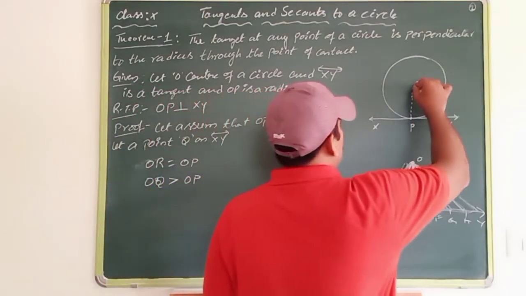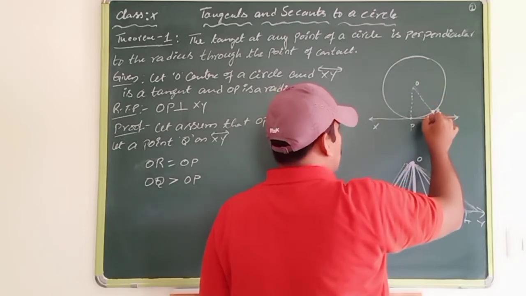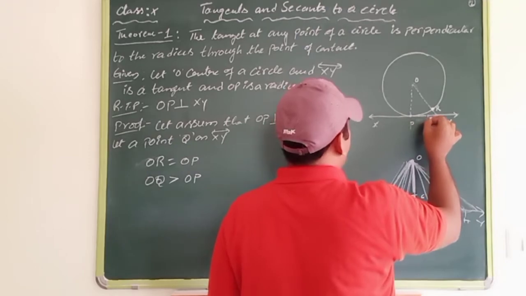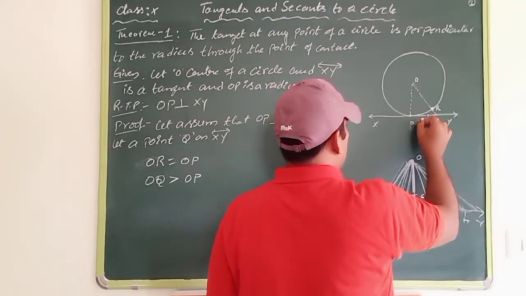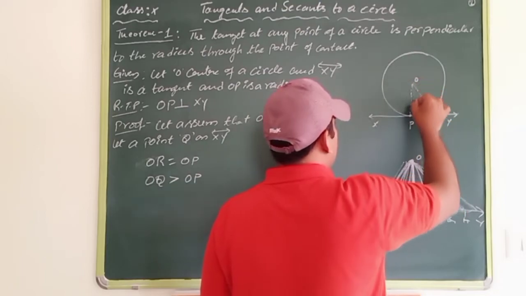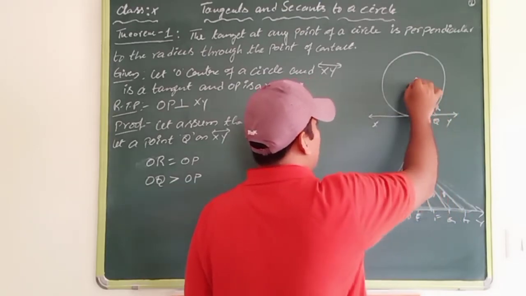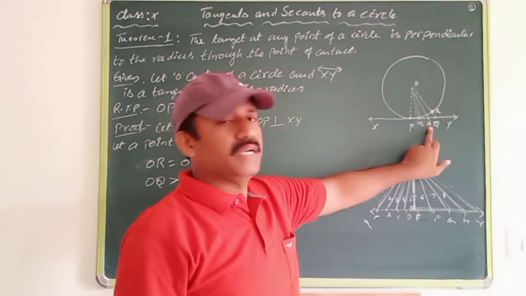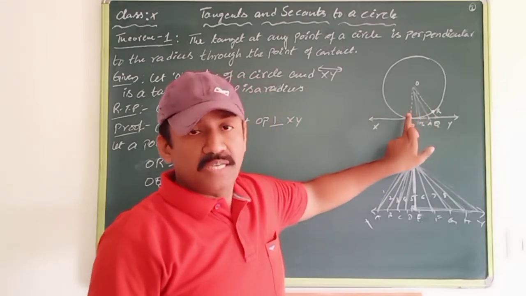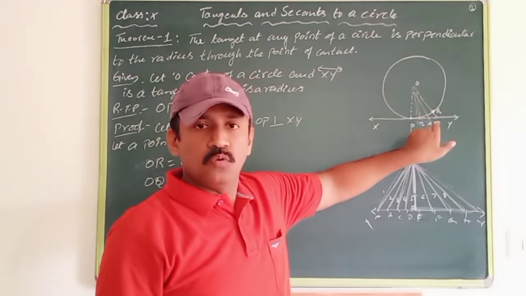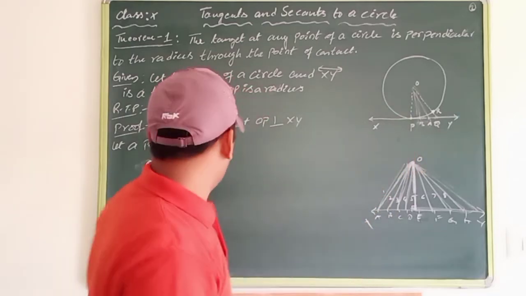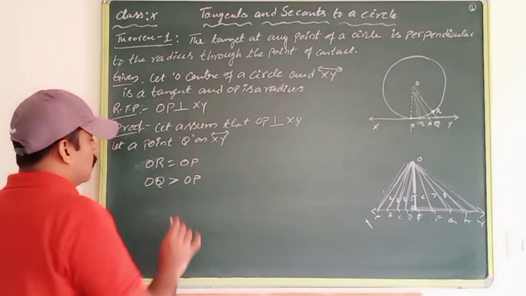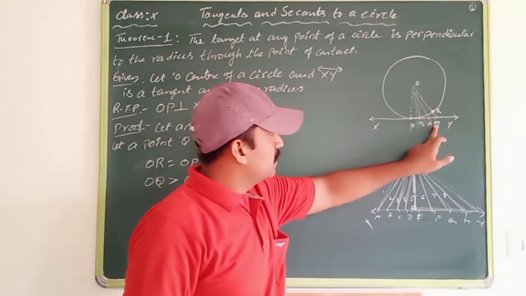Now if I take any point here, like Q dash or a different point, maybe A, like here B, so all these lines are more than OP. Got it? For example, A is a point I have taken here. Now OA is definitely more than OP, and OB I have taken, OB is also more than OP. So finally, OQ is more than OP.